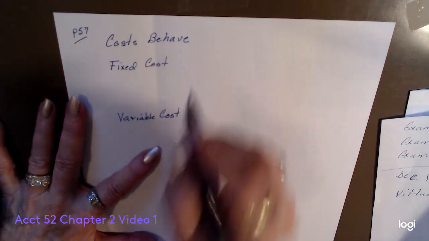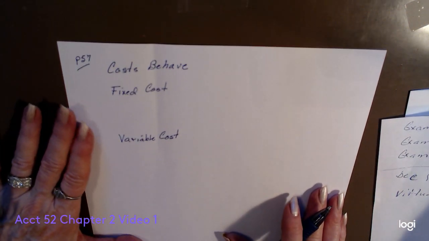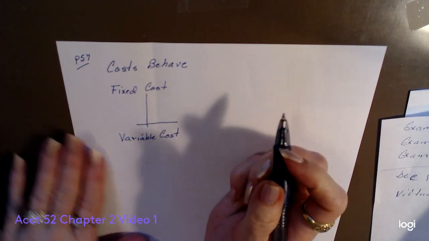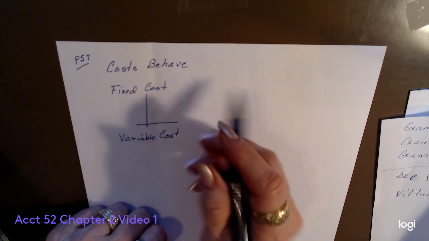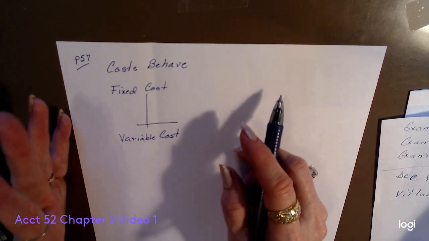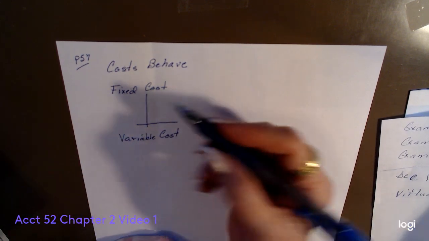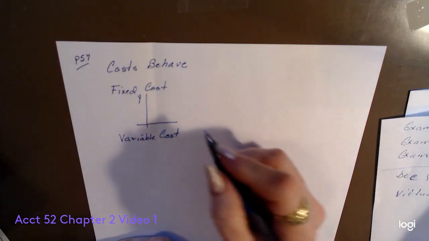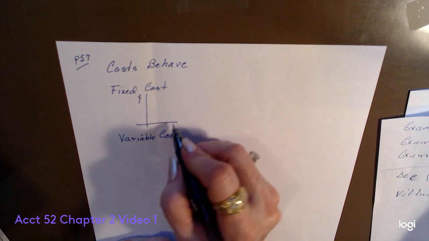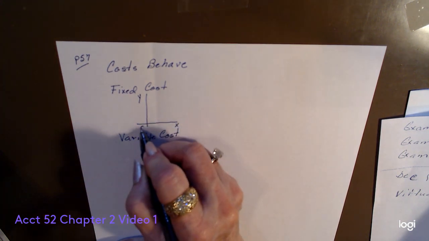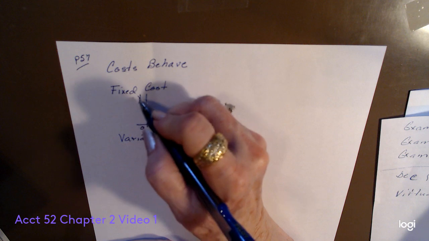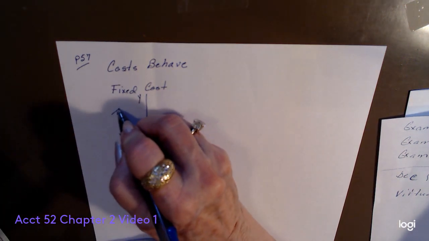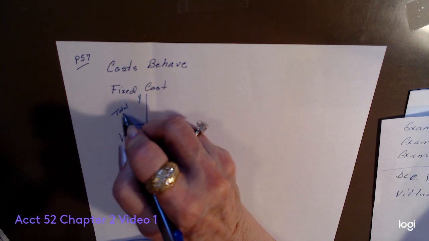A fixed cost, now you have to excuse me, remember I'm not an artist, so if we look at a graph for a fixed cost, and this is the first quadrant, so everything is positive numbers. This along here is our y-axis, and this is our x-axis, 0. And along the y-axis, we are looking at the costs.